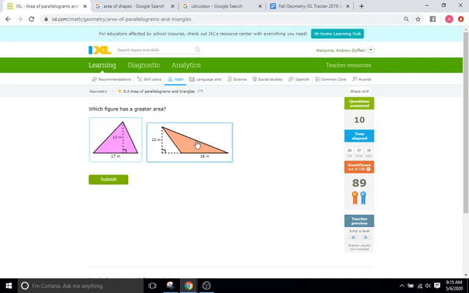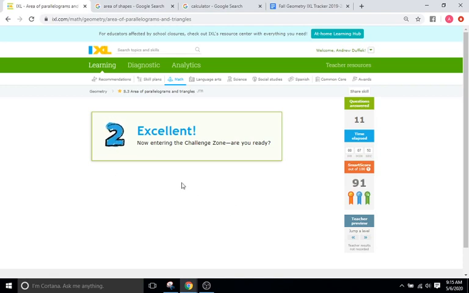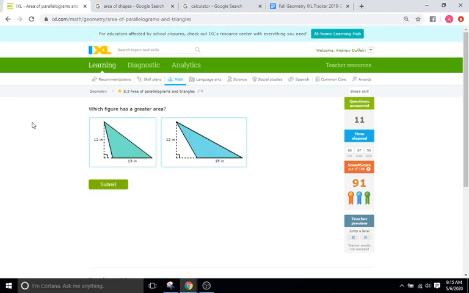Over here, again, 1/2 base times height. I'm going to take half of the 18, so it's just 9 times 10. That's 90. So this has an area of 90, whereas this has an area of 102. So 102 is larger, so we're going to select that one, and that is correct. Okay, that is where we're going to end the video now.